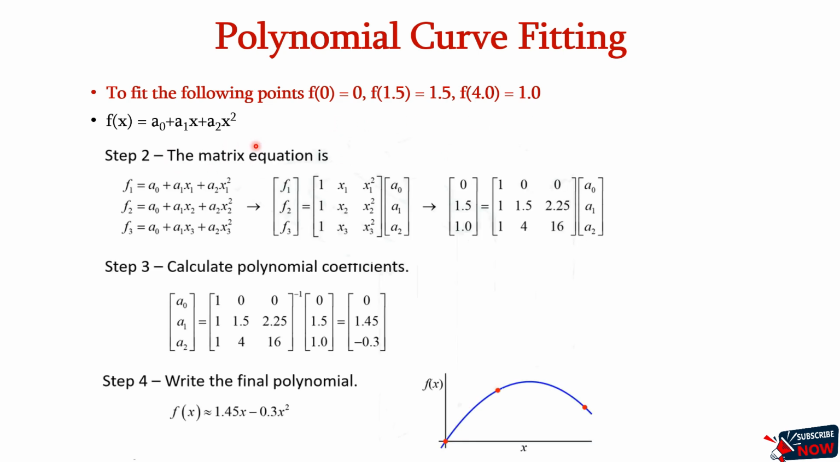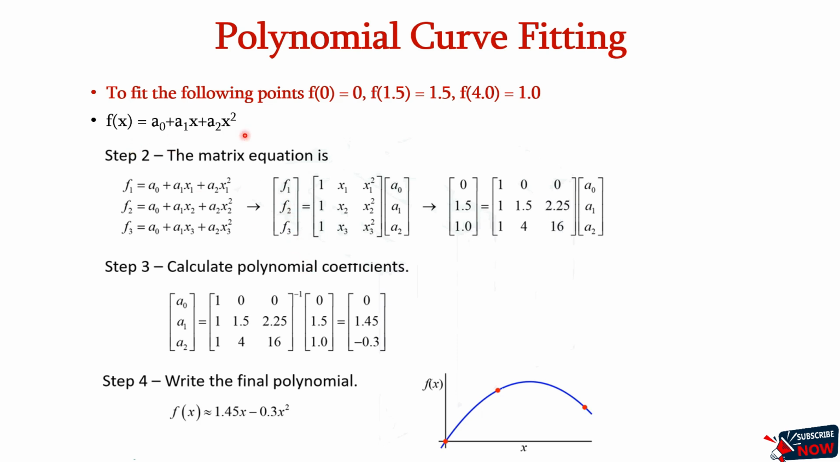And then the next step is to represent the equation in the matrix form. So this equation can be expanded like this. Since we have 3 points, we have f1, f2 and f3 here. f1 is a0 plus a1x1 plus a2x1 square. And f2 is equal to a0 plus a1x2 plus a2x2 square, and f3 is equal to a0 plus a1x3 plus a2x3 square. In short, we can write this as f1, f2 and f3.